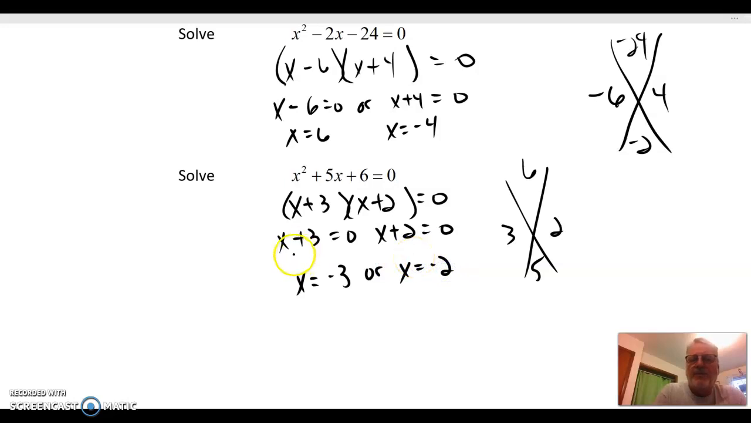So after a while, I stopped showing all this little individual work, but what I did there is I just subtracted 3 from both sides. I subtracted 2 from both sides here. Here are my two answers.